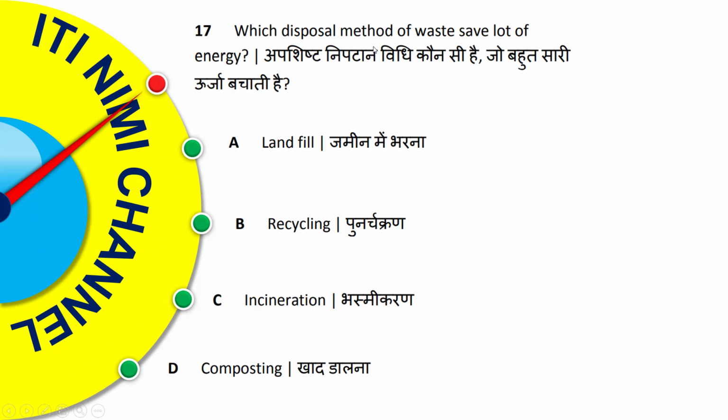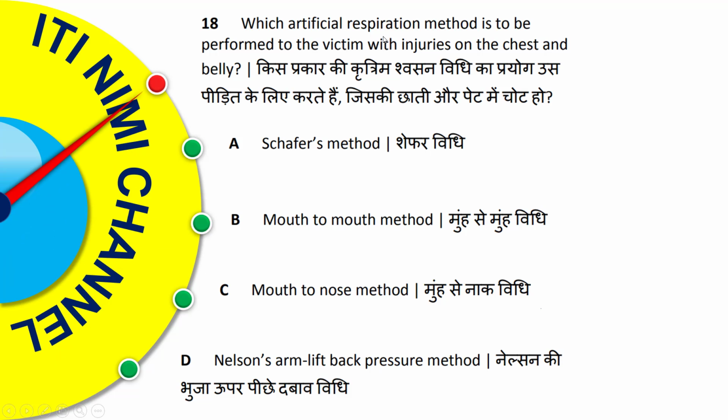Which disposal method of waste saves a lot of energy? Landfill, recycling, incineration, composting. The answer is recycling. Which artificial respiration method is to be performed on the victim with injuries on the chest and belly? Schafer method, mouth-to-mouth method, mouth-to-nose method, Nelson arm lift back pressure method. The answer is Nelson arm lift back pressure method.